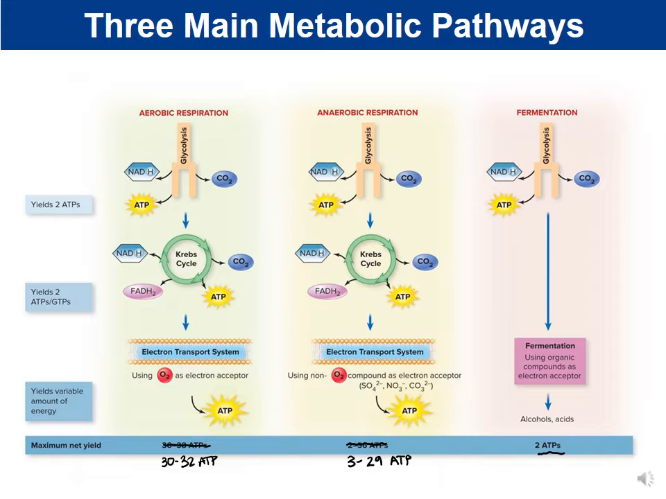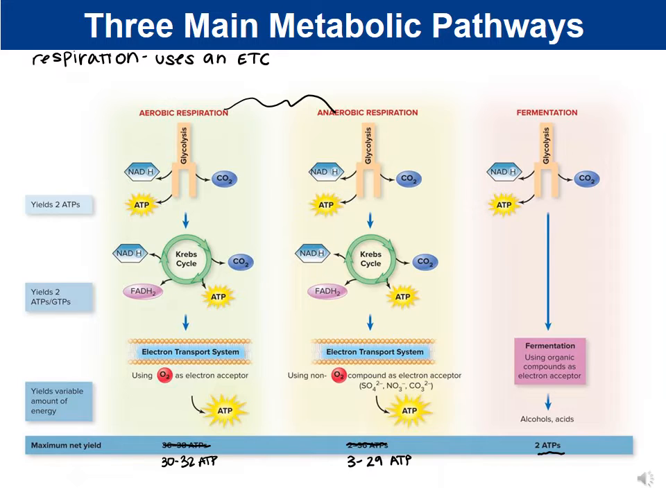So let me compare what is different and what is the same between these processes. So for aerobic respiration and anaerobic respiration, whenever we call it a respiration, respiration uses an electron transport chain. So that's what these two have in common. They both have glycolysis, they both have Krebs cycle, and they both use the electron transport chain.